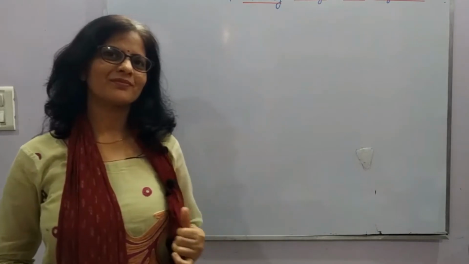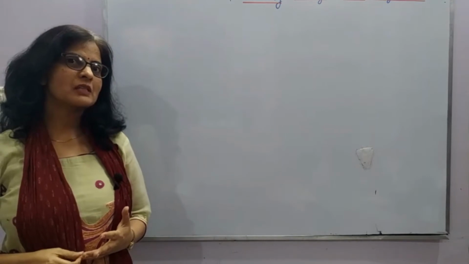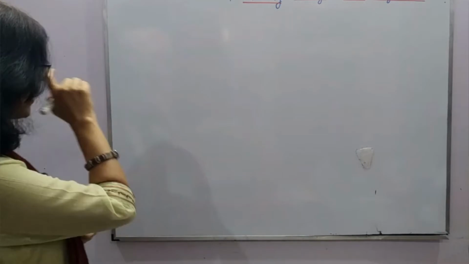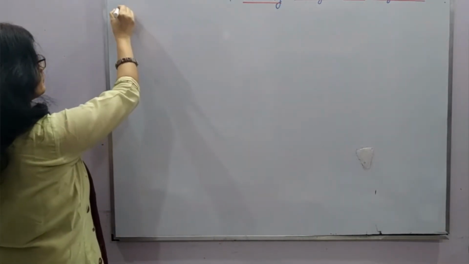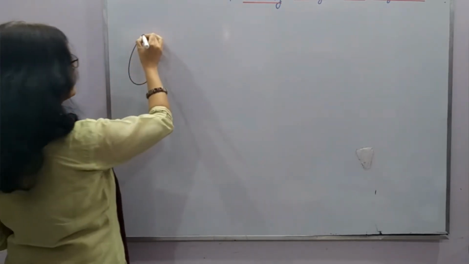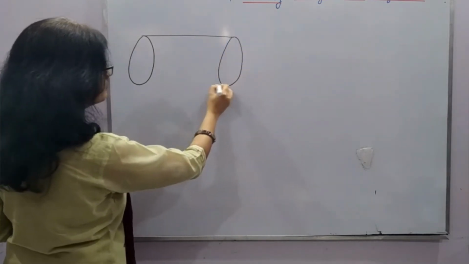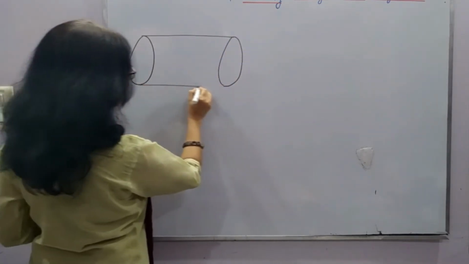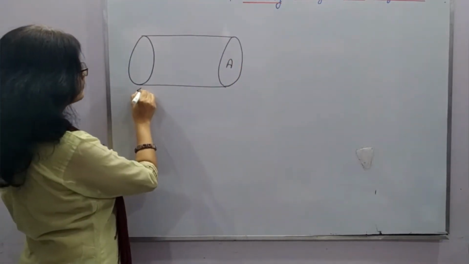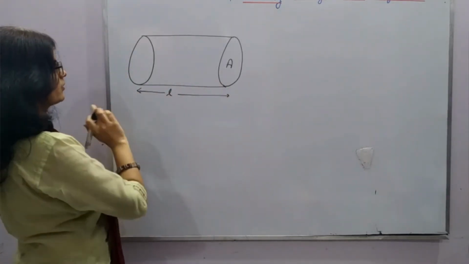Hello everyone. Now we will study the magnetic force experienced by a current carrying wire, right? For that, we will have to consider a part of a current carrying wire whose area of cross section is A, length is L. So it's a part of the current carrying wire, okay?